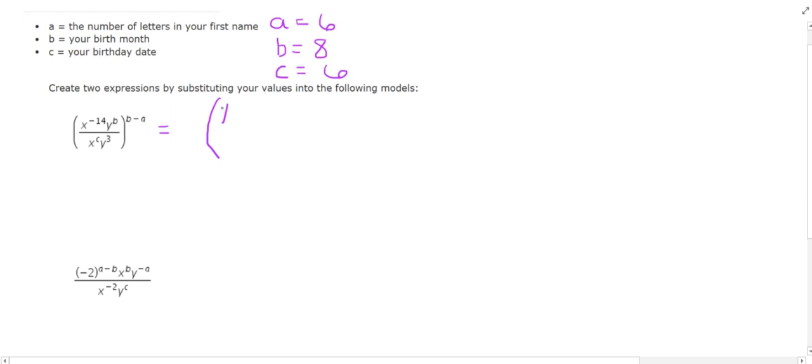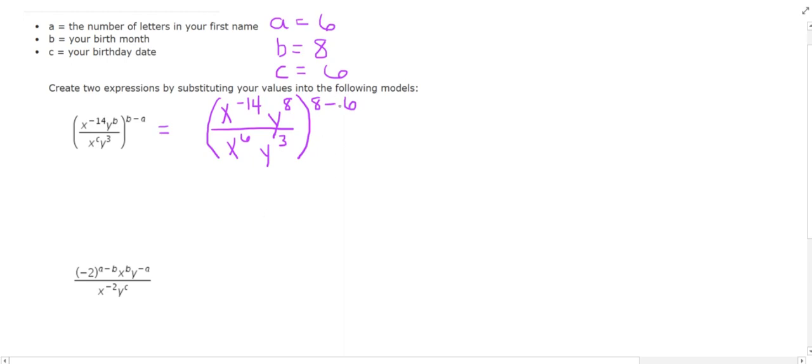So I've got an X to the negative 14. Okay, then I have a Y to the B, and we said that our B value was going to be 8 here, so I'm going to make that a Y to the 8th. Okay, then underneath that I have an X to the C value, which I'm going to pull from here is a 6, and then a Y to the 3rd. Okay, then I have B minus A here, so here I have 8 minus 6. Okay, so I've got everything filled in, so now I want to start with my exponent rules.